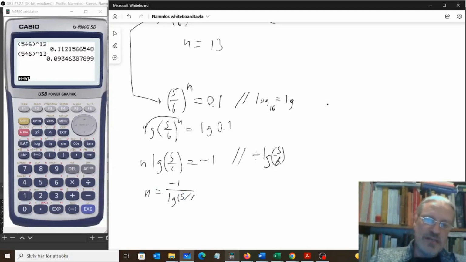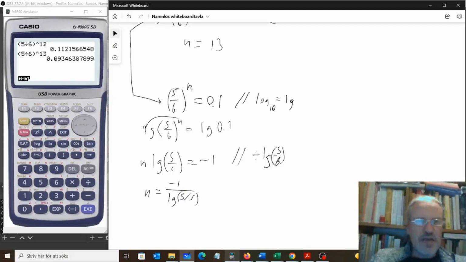So let's try that on the calculator. Minus 1 divided by log 5 over 6. And we'll get the same thing we got before, 12.6 something. And for this 5 over 6 to the power of n to be less than 0.1, n must, in other words, be 13. And we can try that again. Two different ways to solve the same problem. I hope this helps a bit. Thank you.